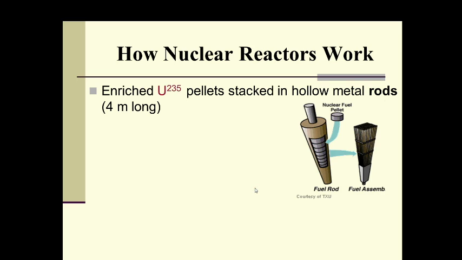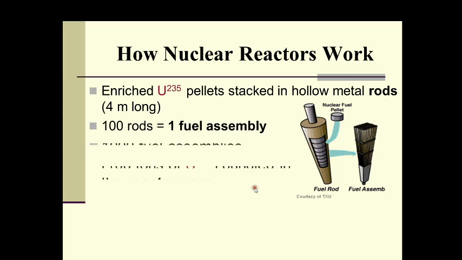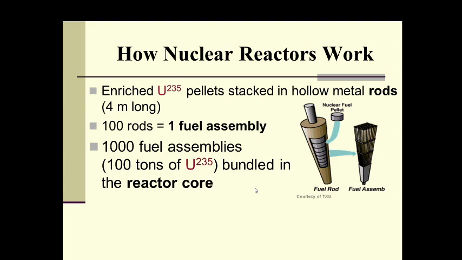Here, we're going to look at how nuclear reactors work. As we just said, we take the pellets, we stack them into metal rods. Those rods are 4 meters long. 100 rods put together is the fuel assembly. 1,000 fuel assemblies are bundled into the reactor core. This is 100 tons of uranium-235.